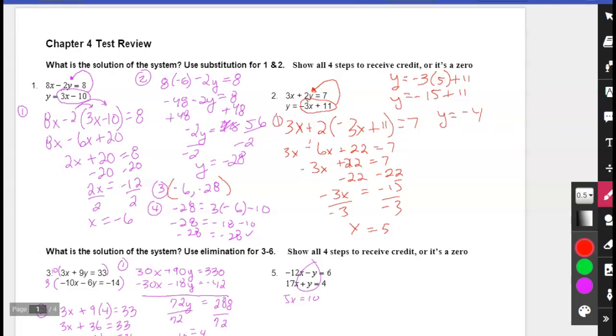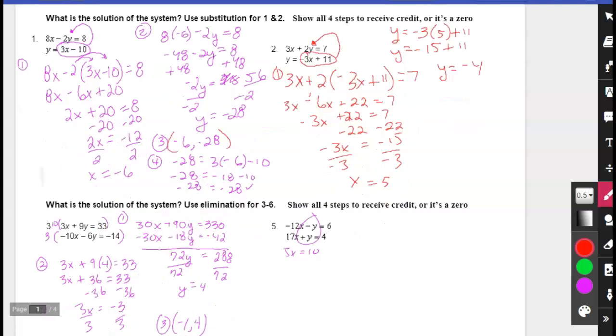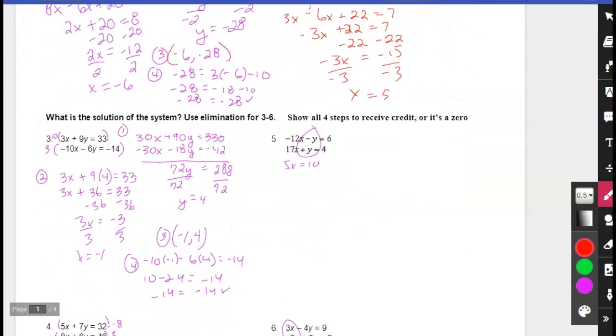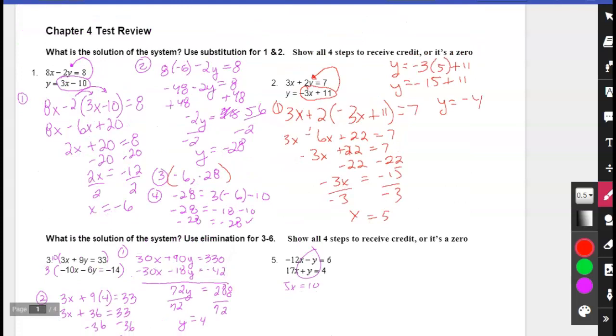So again, label your steps or make them very, very obvious. If you notice over here, I had 4 different spaces. I did them on some of these other problems. Make sure it's very obvious where I can see you going from step to step, showing every single step. You can't go from here to here and expect credit. So that was our second.